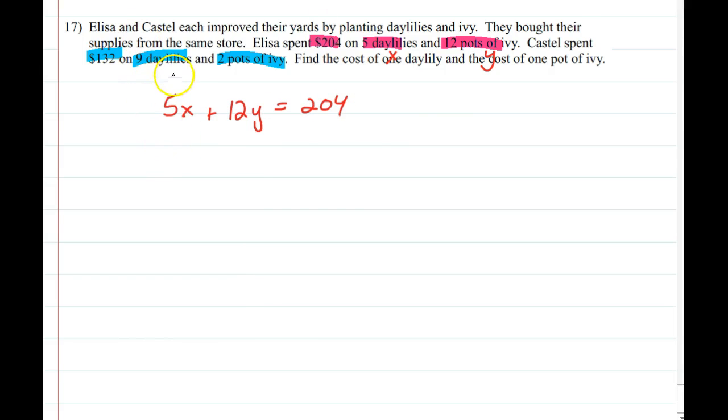and then 9x plus 2y equals 132. And so if I were going to eliminate, I would get rid of the y's, and to do that I would multiply the bottom equation by -6. So work that out and let me know if you have any questions.